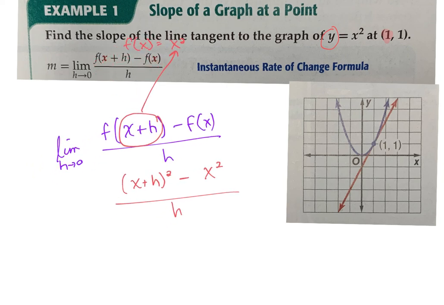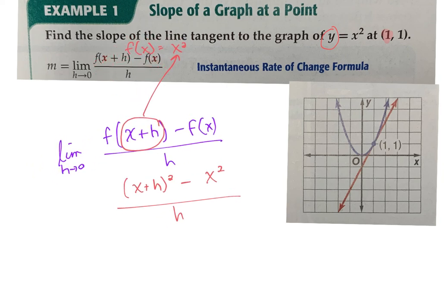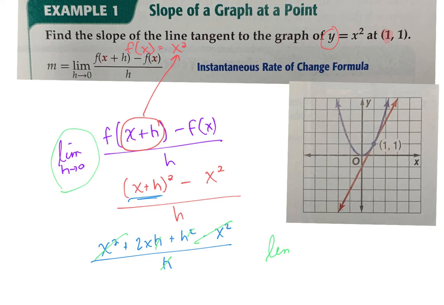Don't stress. I'm going to FOIL this, which gives me x squared plus 2xh plus h squared, minus x squared, all over h. I just FOILed it, so we can cancel some things. The x squared terms cancel out. Is there anything else I can take out? An h out of everything, right? So I'm doing the limit as h approaches 0 of 2x plus h.